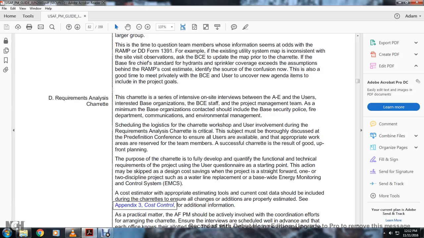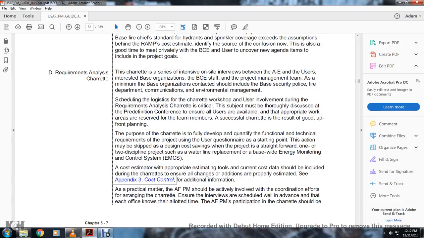All the users available, all the appropriate works that are reserved, and team members usable in the charette will result in the upward front planning and proper development of the fully qualified functional technical requirements of the project, with the user questionnaire as a starting point. The action may be skipped and decided with cost saving for a straightforward one or two discipline project, such as water line placement and the base-wide emergency monitoring control system, or EMCS.